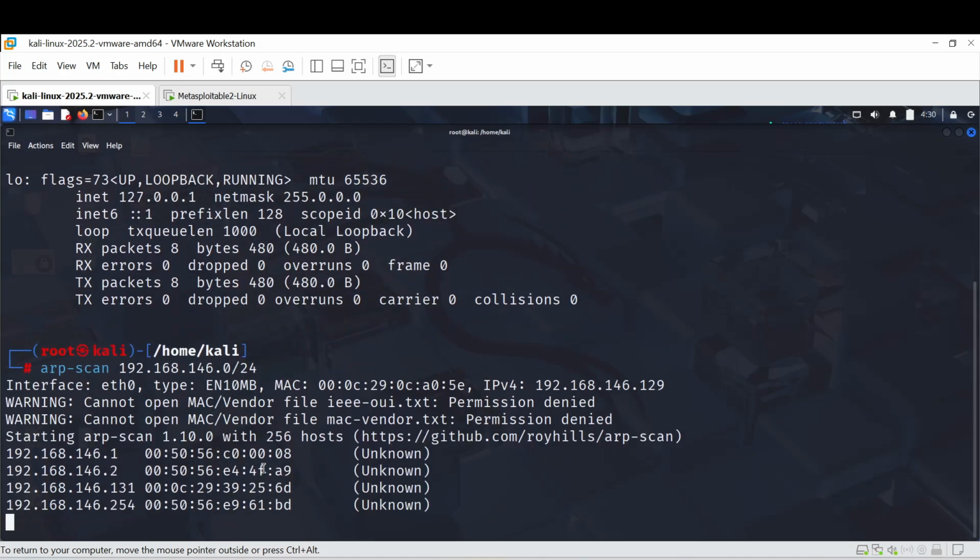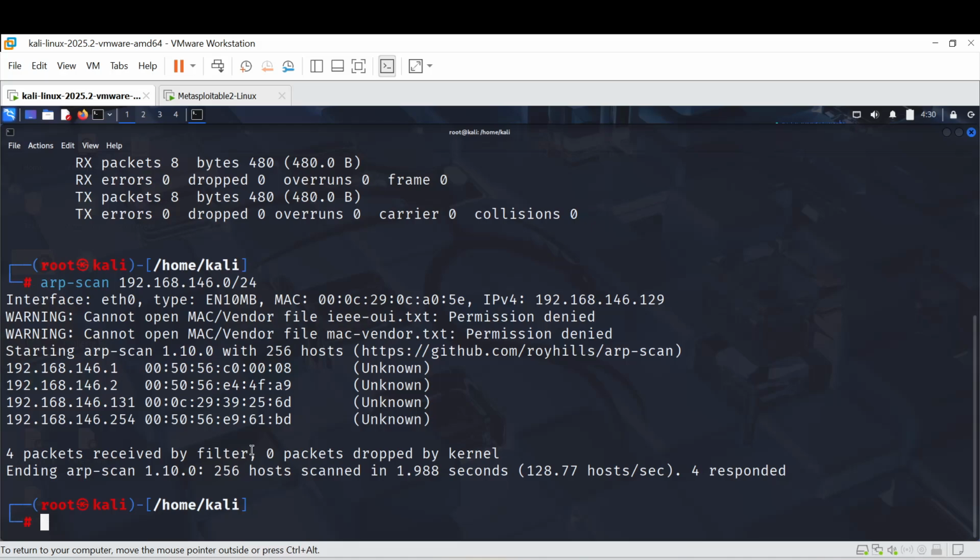If I hit enter, it provides us some IP addresses: we are getting .1, that is the network ID, .2, the default gateway, .254, that is the broadcast. Then we are left with one more IP address, .131. That is the IP address of our target.